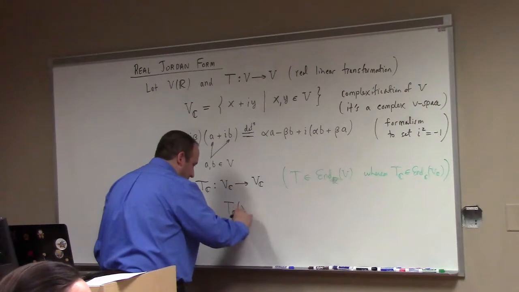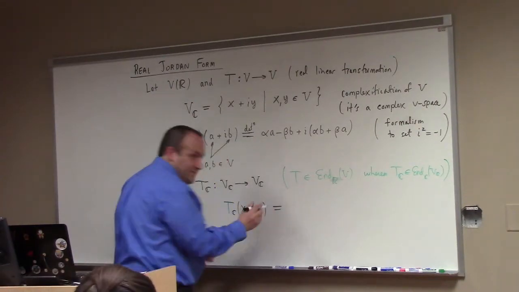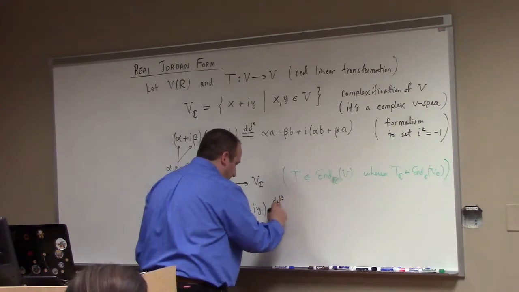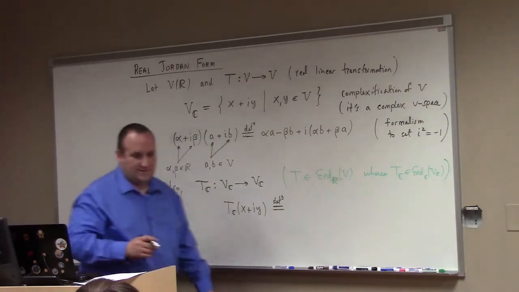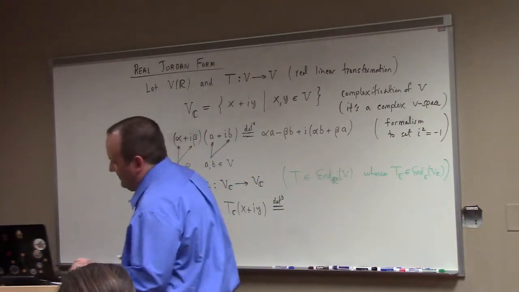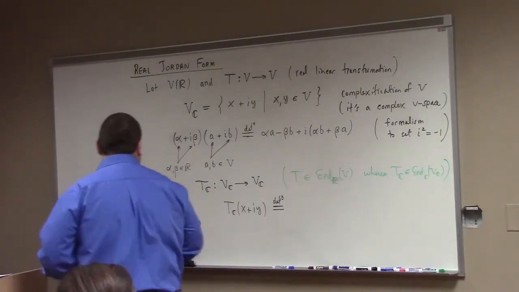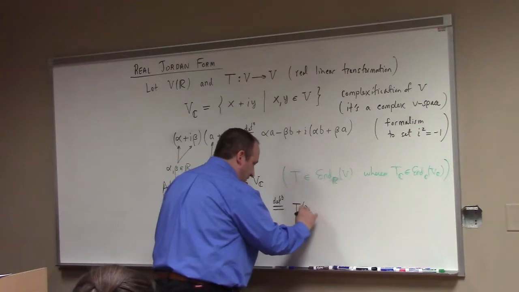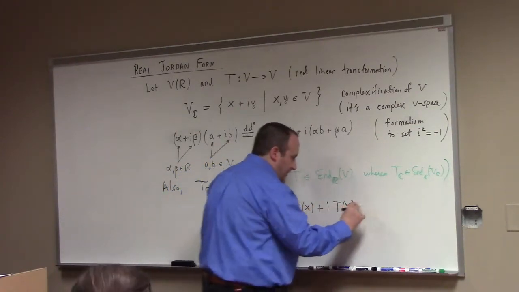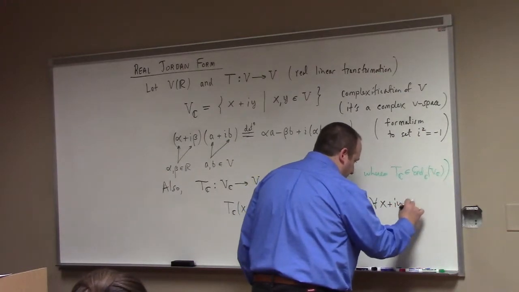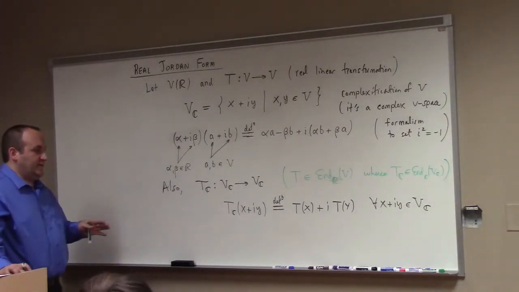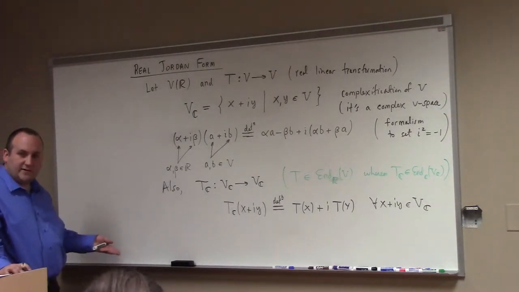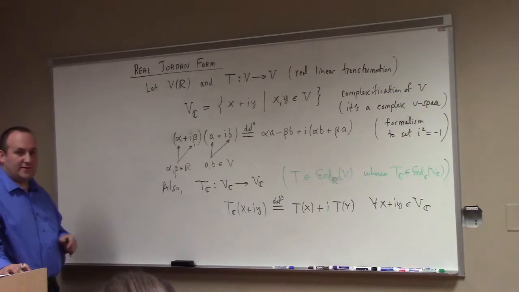Anyway, so T sub C of x plus iy is by definition, guys, this is the complexification of T. So I described here how to complexify the vector space. This is how we complexify the transformation. So it's just what it has to be. It's T of x plus i T of y. And this is for all x plus iy in V sub C. Okay, so this gives us the complexification of T, which is a linear transformation on the complexification, which is in fact a complex linear transformation, and obviously it is very much related to T. But it's not T, because it's got a new domain, it's got a new codomain, all right?